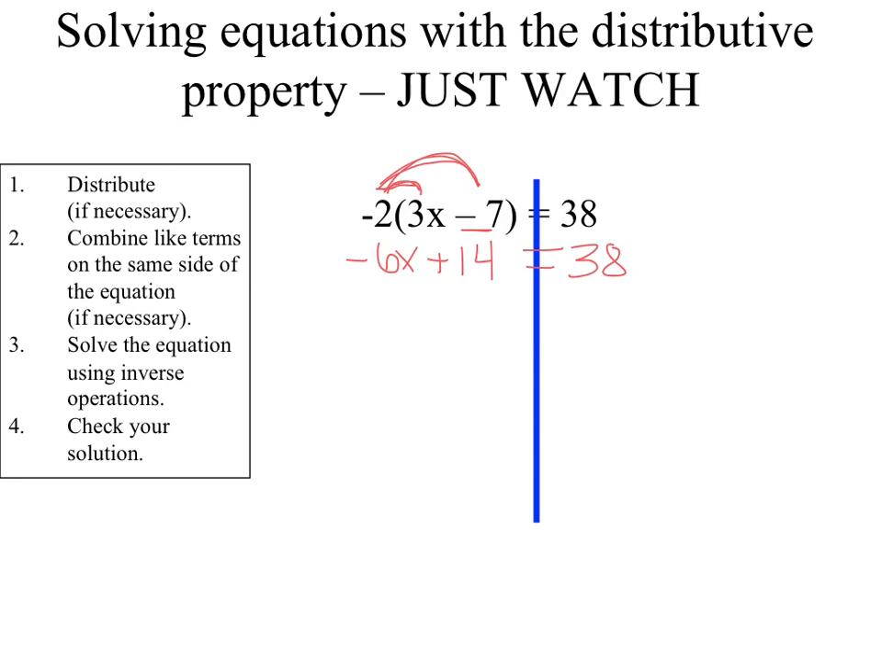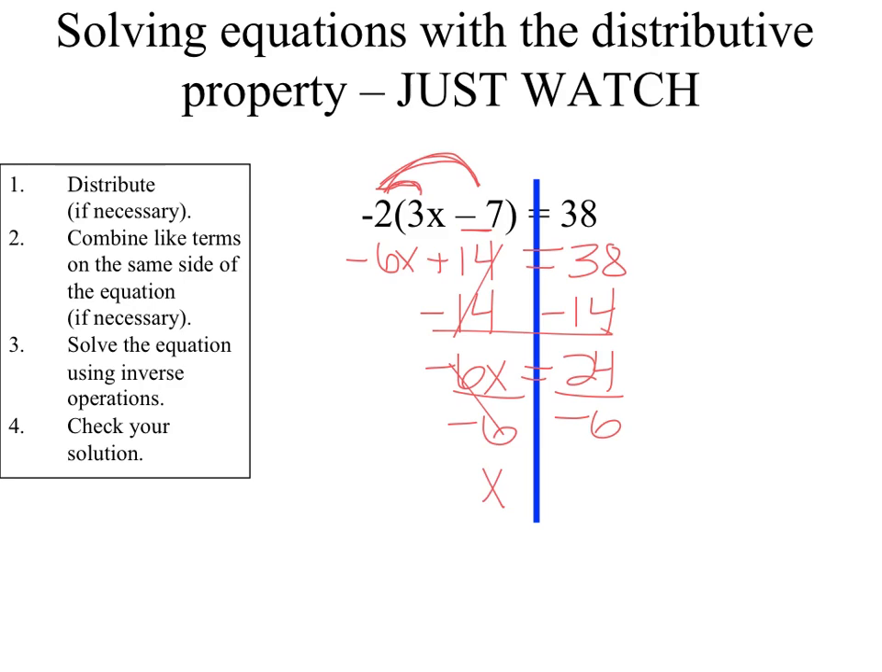I don't really have like terms on the left side or the right, so I move to step 3, and I'm just solving a 2-step equation. So I'm going to go ahead and subtract 14 from both sides, and then I'm going to divide both sides by that negative 6. And my final answer should be x equals negative 4. Last but not least, I am going to do a check real quick, so I'm going to plug my negative 4 right back in here for x, and 3 times negative 4 should be negative 12, minus 7 is negative 19, and then negative 19 times negative 2 is 38.